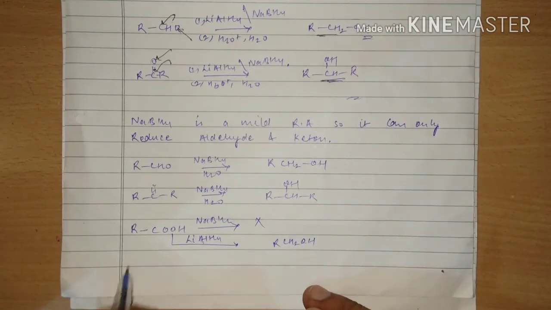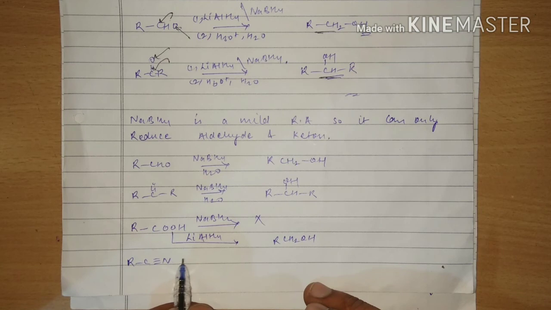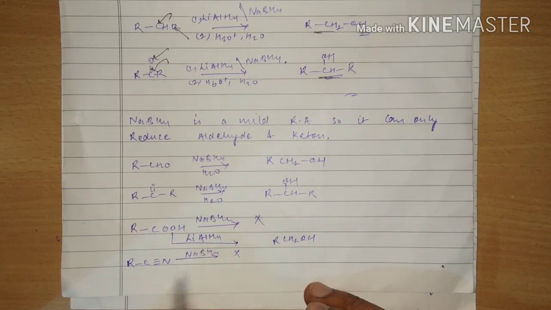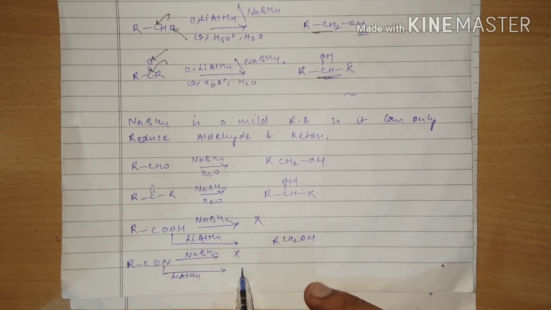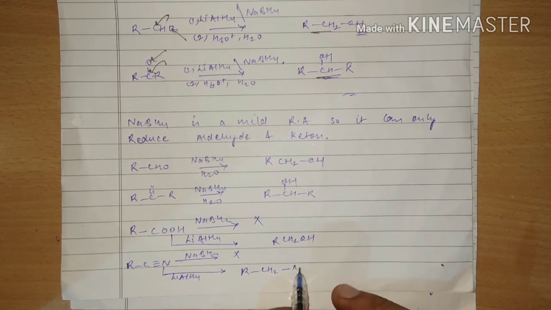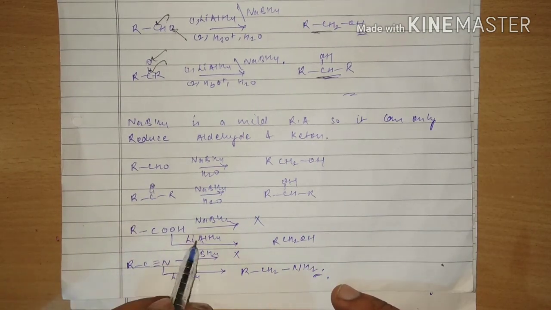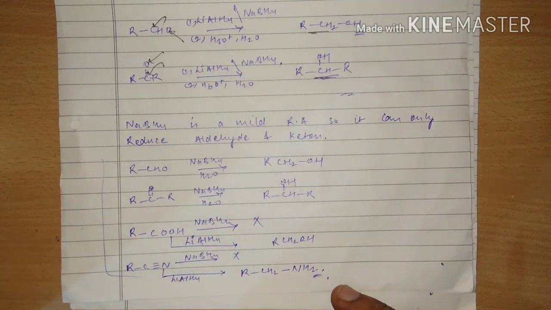Similarly, if we react RC triple bond N with NaBH4, we will get no product. But if we react it with LiAlH4, we will get RCH2NH2. This is some extra information. We don't need it in CBSE syllabus, but it is useful.